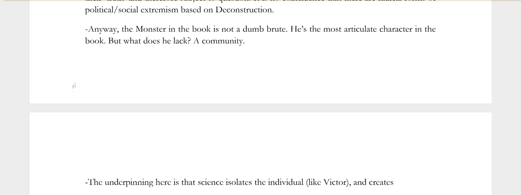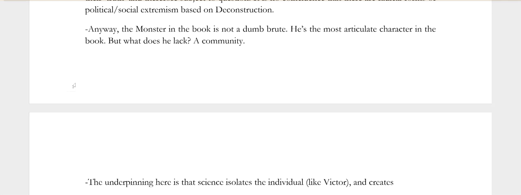So anyway, in the book, if you go read it, the monster in popular movies or literature is usually presented as kind of a dumb brute, right? This unthinking creature. But in the book, he's very articulate. In fact, he's the most articulate character in the entire book. He doesn't have a community, though. He doesn't have the ability to be human, even though he comes from human beings. Okay?